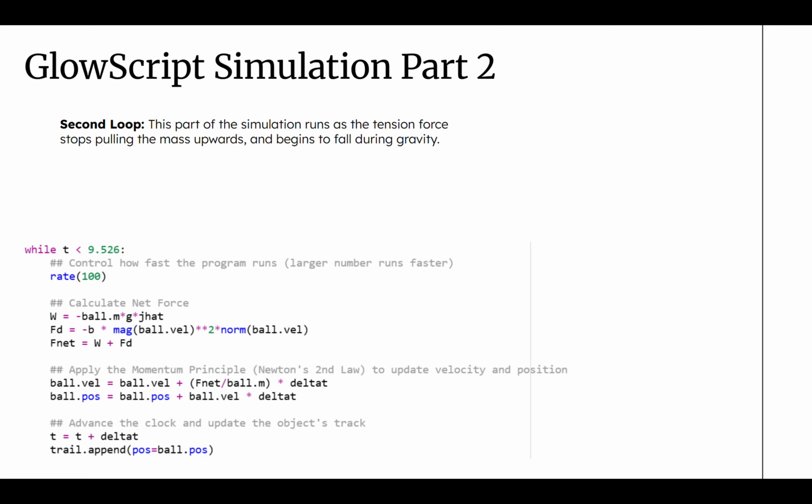For the second loop, this is going to be when the tension force is no longer there. There's no more pulling up on the slinky. Instead, it's all just motion down towards the ground, all as one mass. And here we include drag because we know it's going to move.